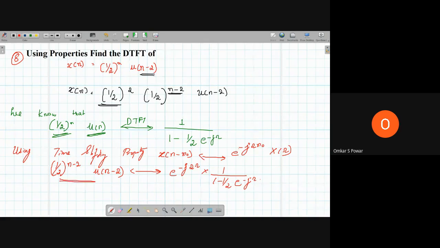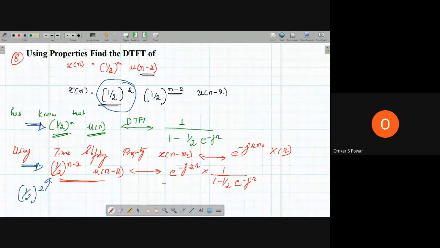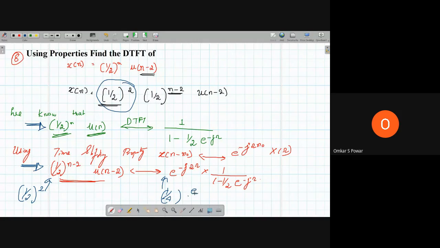Because we want here (1/2)^(n-2) u[n-2], for that we have to find the Fourier transform of (1/2)^n u[n]. So first we get the DTFT of this, then using the time shifting property I have got that. Then finally, what I have to get is (1/2)^2, so multiply left-hand and right-hand side by (1/2)^2, using the linearity property. We will get the final answer as 1/4 e^(-2jω) divided by 1 minus half e^(-jω).